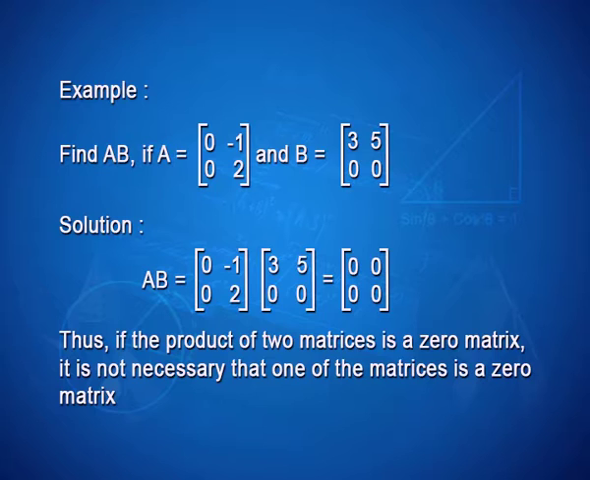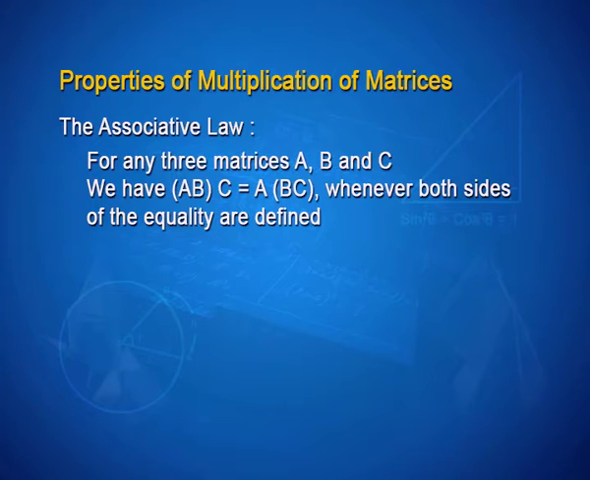Now, let us discuss some properties of multiplication of matrices. First property, the associative law. For any three matrices A, B and C, we have (AB)C equal to A(BC) whenever both sides of the equality are defined.